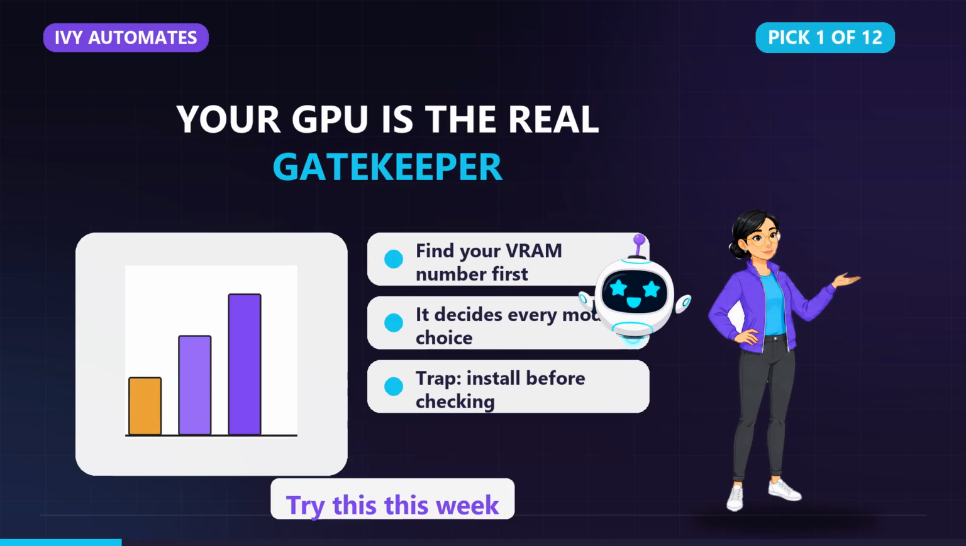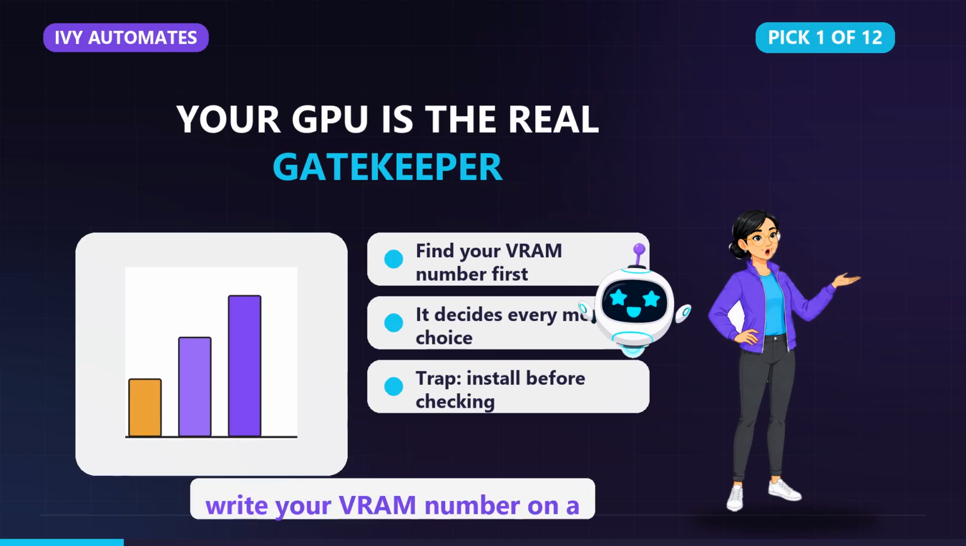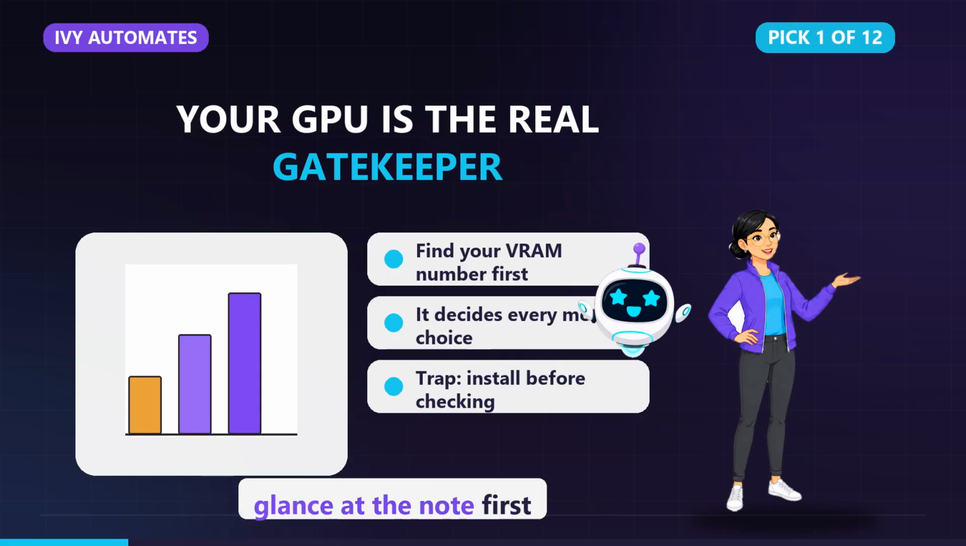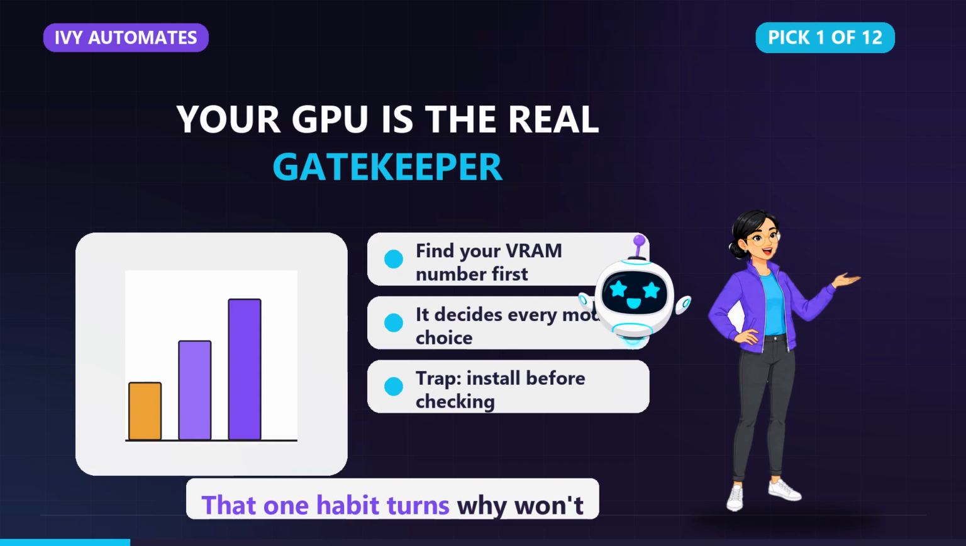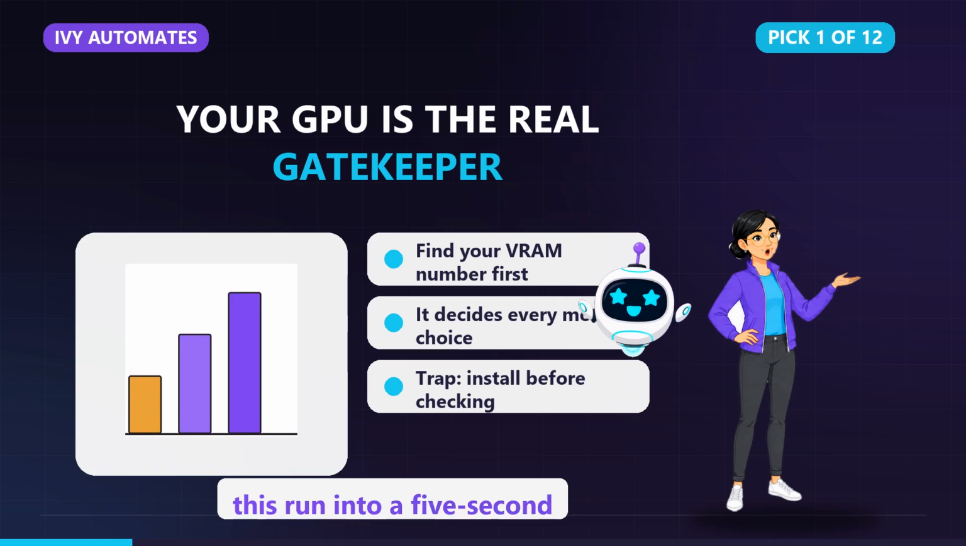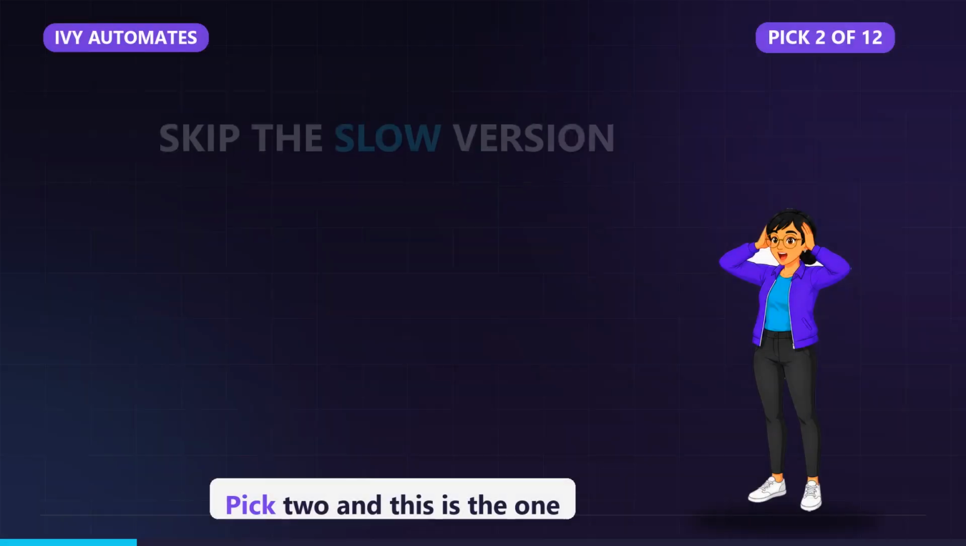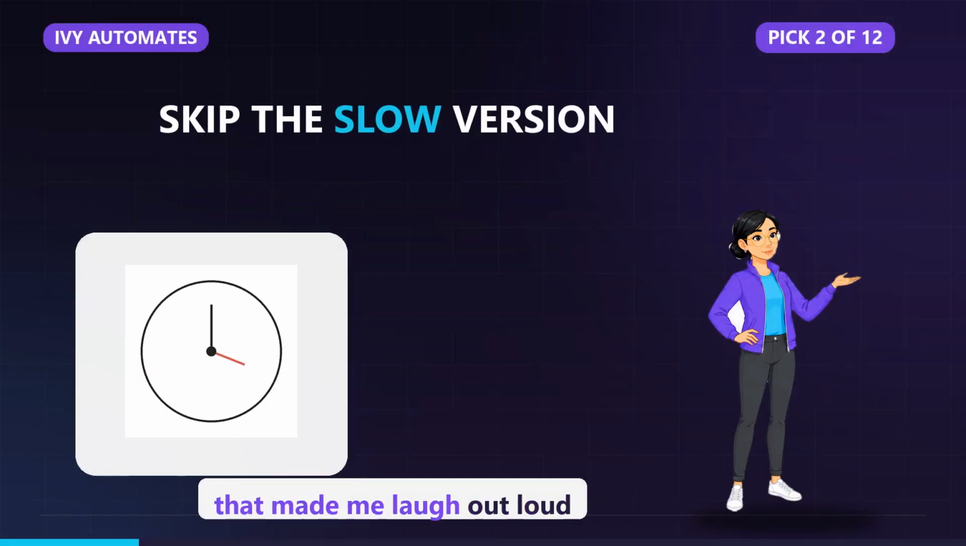Try this week. Write your VRAM number on a sticky note next to your screen. Every time you eye a new model, glance at the note first. That one habit turns "why won't this run" into a 5-second decision and saves you the exact evening I threw away.